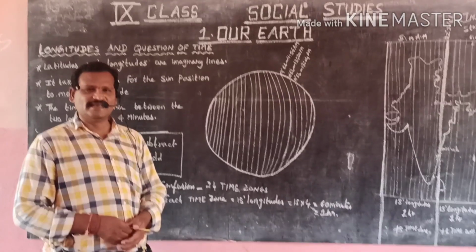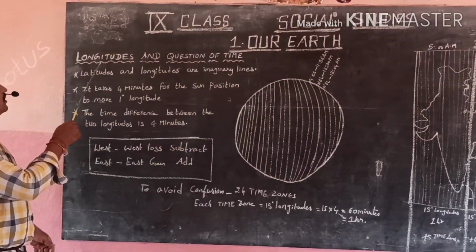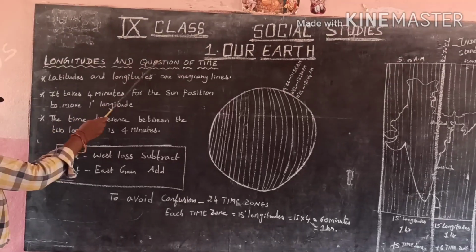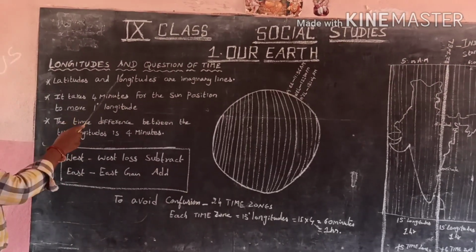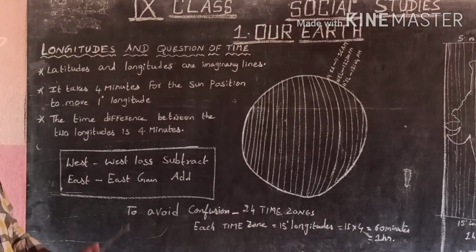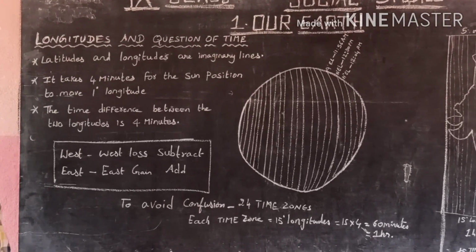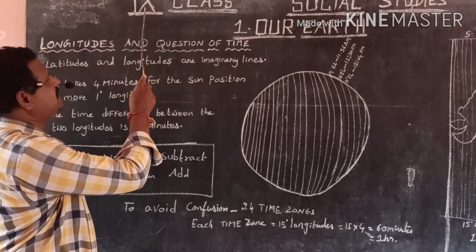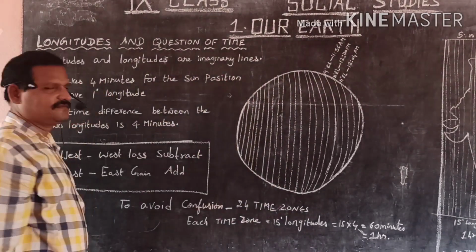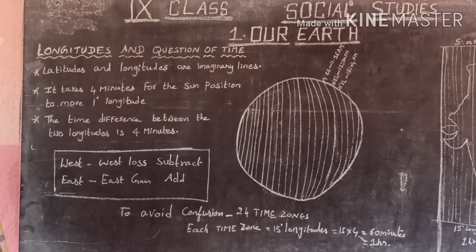Today we are going to discuss the last topic in this lesson, called longitudes and question of time. By discussing this topic, this lesson will come to an end. Children, are you ready to listen to the last topic of the first lesson in 9th class social studies, Our Earth? Let me proceed with this topic now.